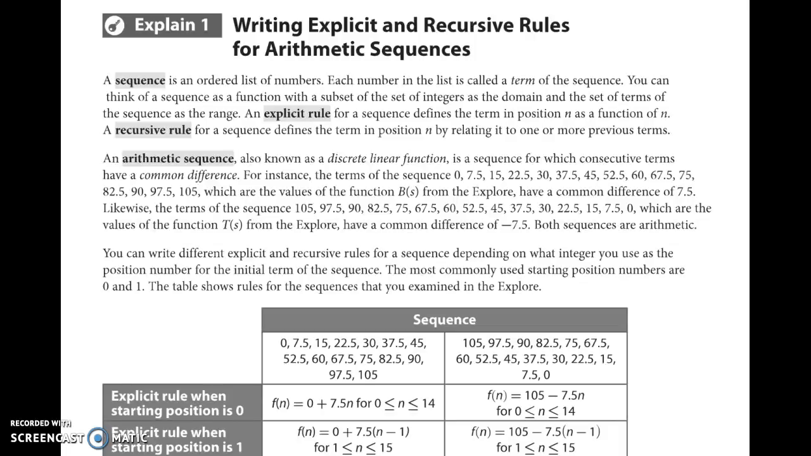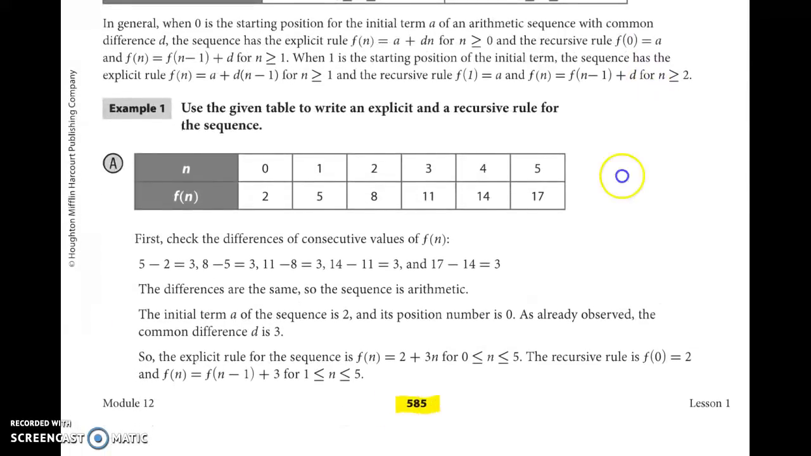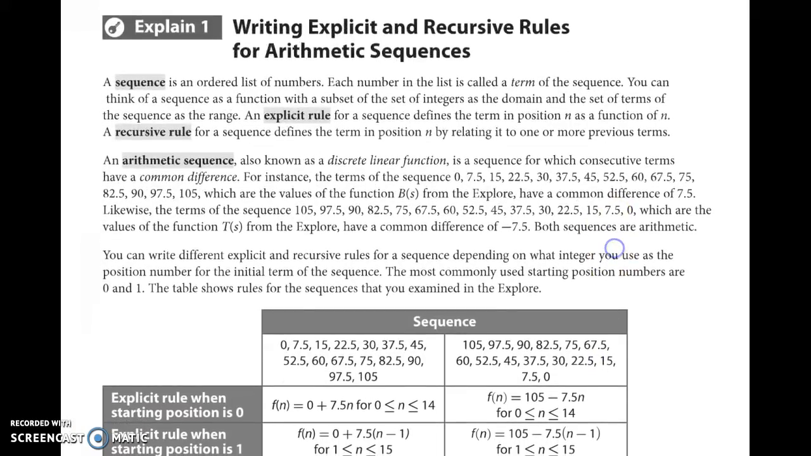Okay, in this video I'm going to be going over Module 12.1, Explain 1, which is on page 585, and it is writing explicit and recursive rules for arithmetic sequences. So I'm going to use the highlighter and go through some of these definitions.